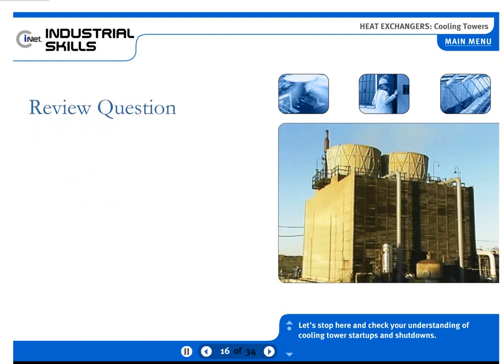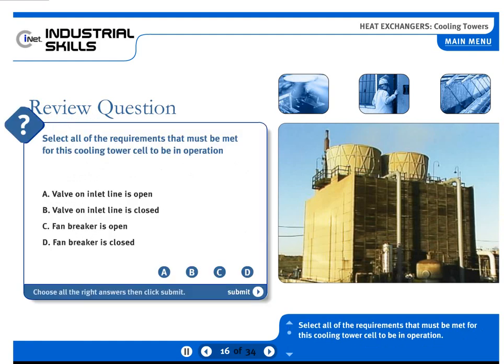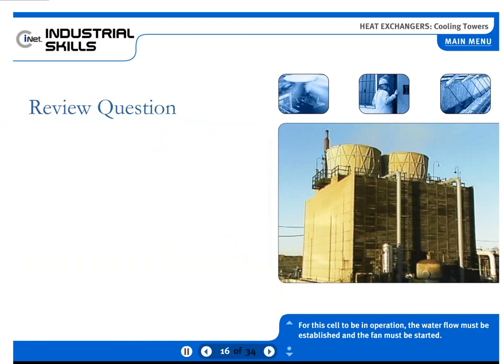Let's stop here and check your understanding of cooling tower startups and shutdowns. Select all of the requirements that must be met for this cooling tower cell to be in operation. That's not right. For this cell to be in operation, the water flow must be established and the fan must be started.